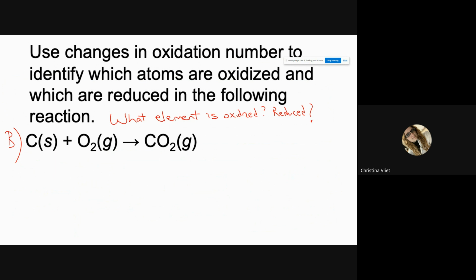So we're going to follow the steps again. The first step, if you'll recall, is to get the oxidation numbers for all the elements on your reactant side and all the elements on your product side. So on your reactant side, what's your first element? Carbon, right? Just reading left to right. What is the charge of carbon here? It's not in a compound.